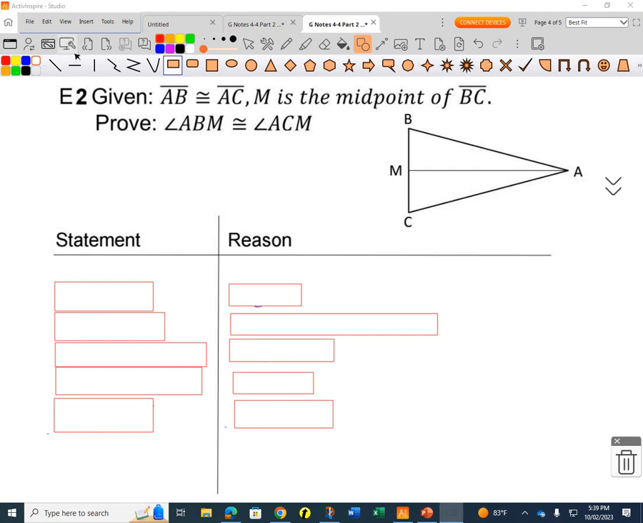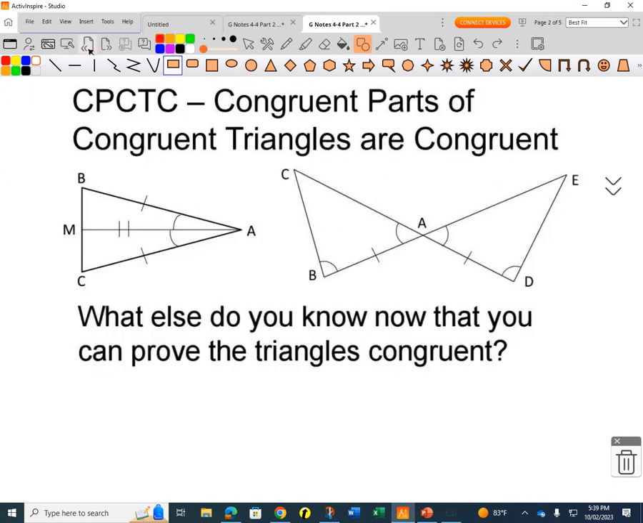Alright guys, I'm going to be out today, so you're watching this video and taking notes just like if I were here. Today we're learning about congruent parts of congruent triangles, so CPCTC.